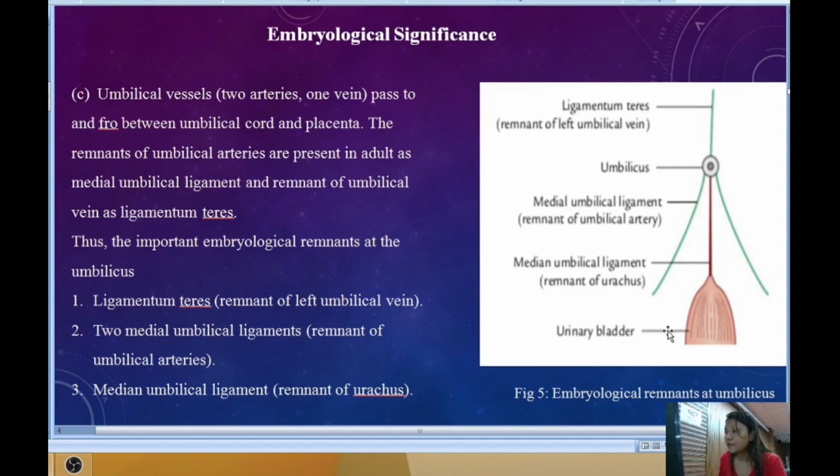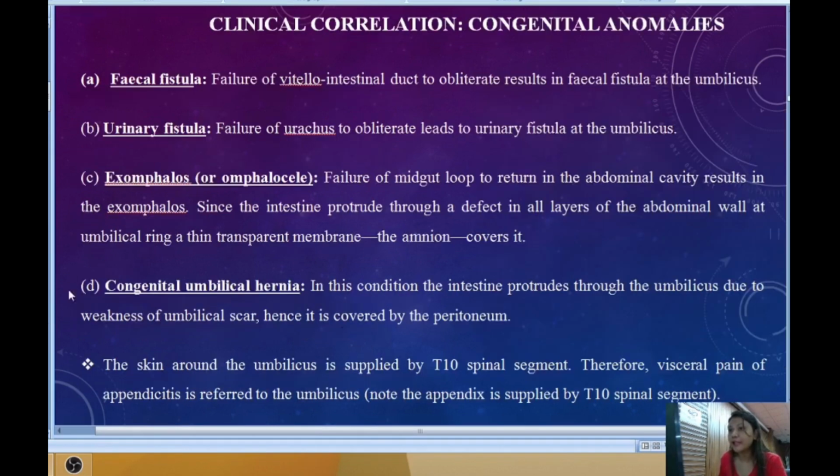Similarly, in fecal fistula, there is a thing called the vitelo-intestinal duct which is not shown here. If it is connected to the umbilicus, the stool will come out from the umbilicus. These are the congenital anomalies. Number 3 is exomphalos or omphalocele. It is the failure of the midgut loop to return into the abdominal cavity. The intestine protrudes through the defect in all the layers of the abdomen at the umbilical ring, and a thin transparent membrane, the amnion, covers it.